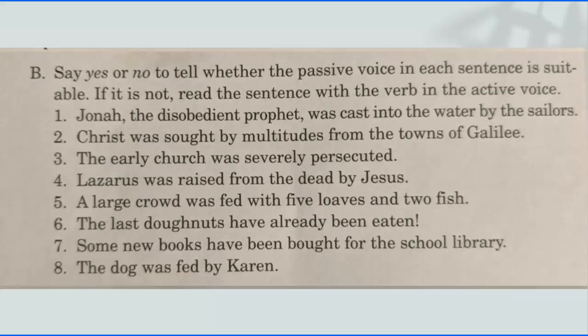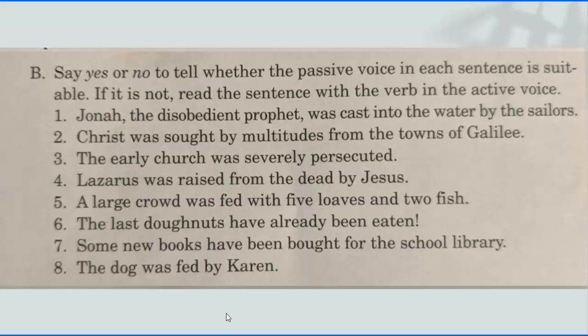And I want you to hit pause for a moment and then come back when you're ready, and I'll go over. All right, so if you're back, I assume that you have finished up B, and let's go over those. So it says to say yes or no to tell whether the passive voice in each sentence is suitable. If it isn't, read the sentence with the verb in the active voice.